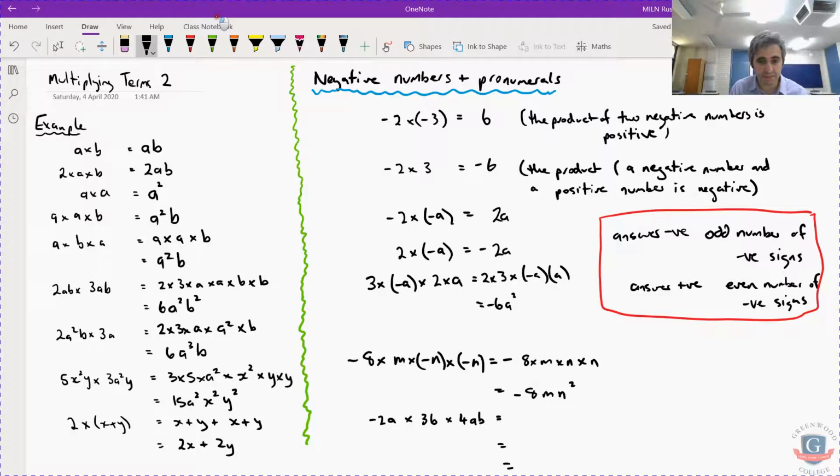This one's similar. One negative sign, the answer will be negative. It's an odd number of negative signs. 2 times 3 times 4 times a times b times b. 6, 24, negative 24. a, b times b is b squared.